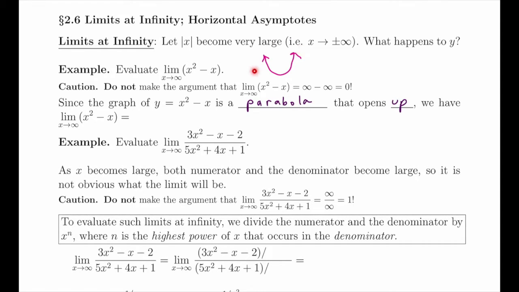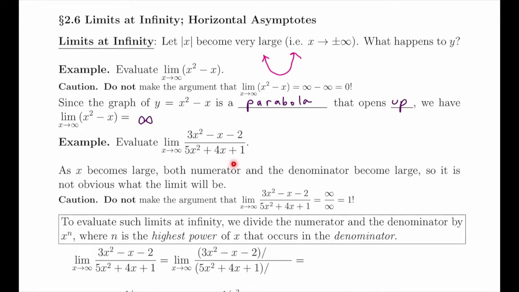And no matter where this is located on the xy plane, as you keep going towards the right along the curve, you're going to go towards y is equal to infinity. So that means this limit as x goes to infinity of x squared minus x is infinity. Let's try another one that's a little more complicated. So it's asking you to find the limit as x goes to infinity of this rational function.